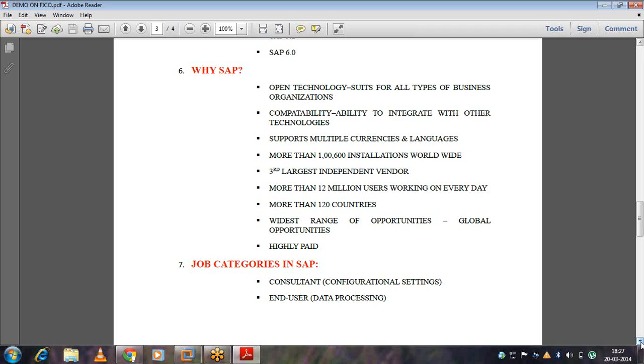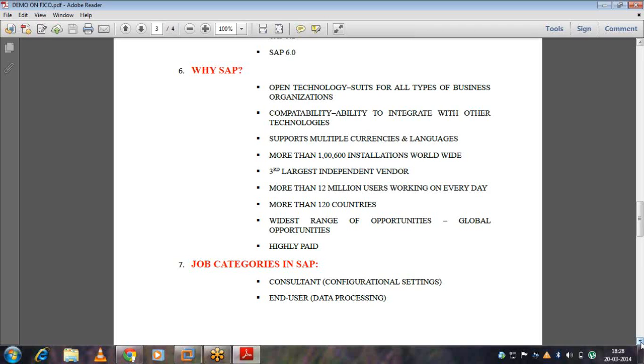I'll give some more clarity on that. End user is a person who uses ERP for processing the business transactions into the ERP system. Here ERP means SAP is an ERP. End user is responsible for processing the business transactions into the SAP system.